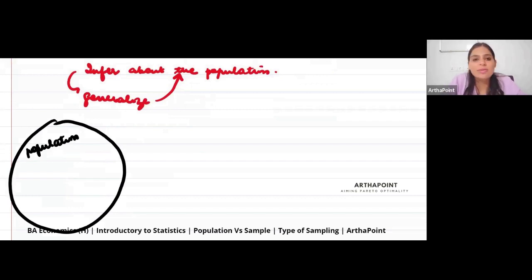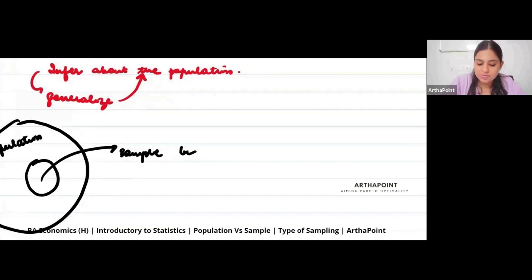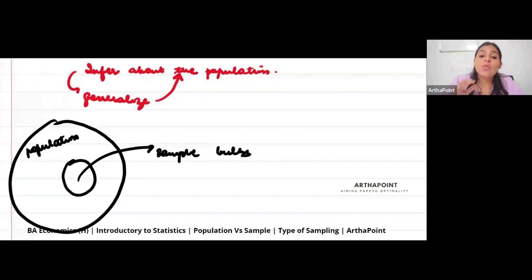Population is almost impossible to work with. Out of this population, you will pick up a sample. Suppose I want to make a decision whether one lot should be rejected or accepted. It's a lot of maybe electric bulbs. So I will pick up a sample from the population of bulbs. I will check what happened to this sample. How many were defective and how many were not defective.